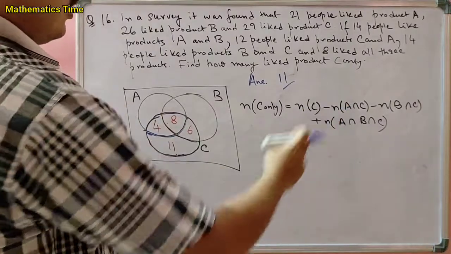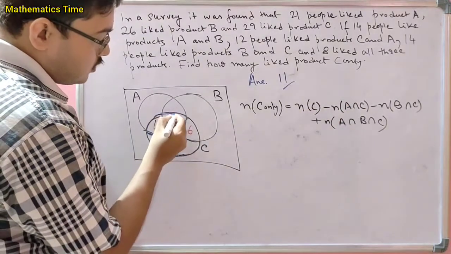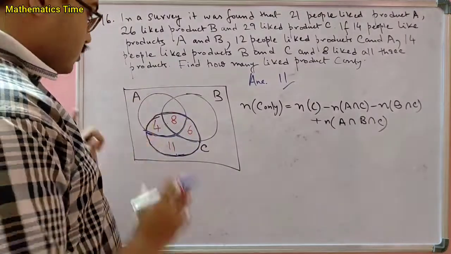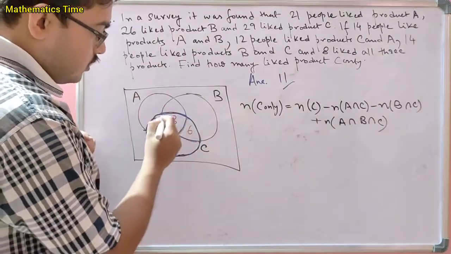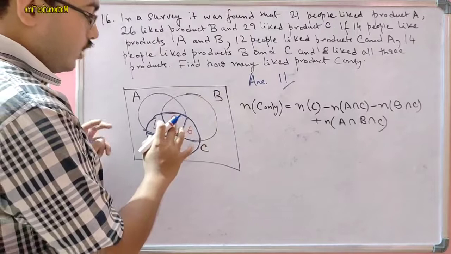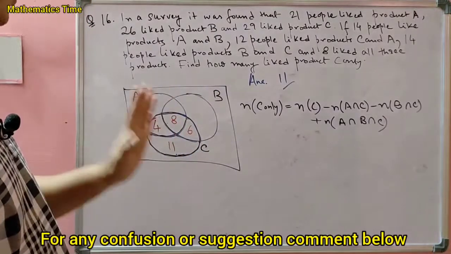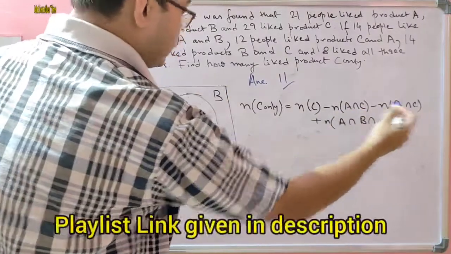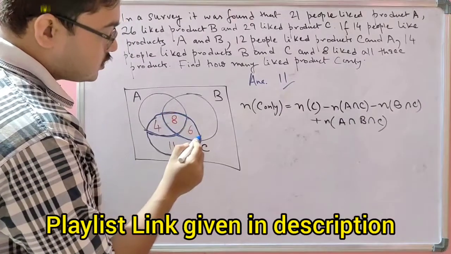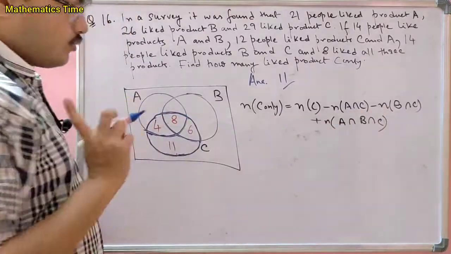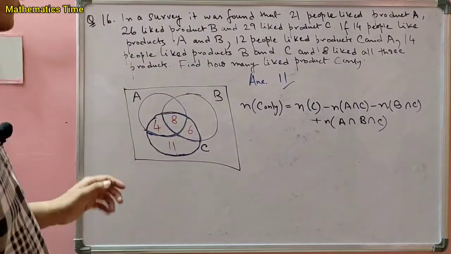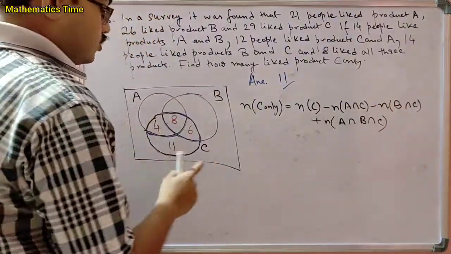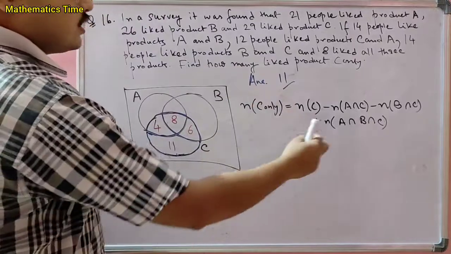And minus n of B intersection C means this portion. B intersection C is this portion. Now you just focus on here, A intersection C, B intersection C. The common element, that is 8, is liked by the people liking all 3 products. That is eliminated twice. It's included in here: one is A intersection C, another is B intersection C. It is eliminated twice here. We have to eliminate it only once, either in A intersection C or in B intersection C. As it is eliminated twice in this form, we are adding this at the end. This is the reason we are adding.